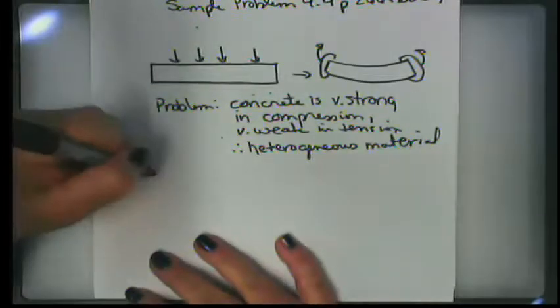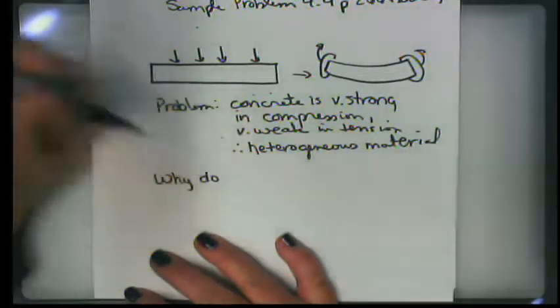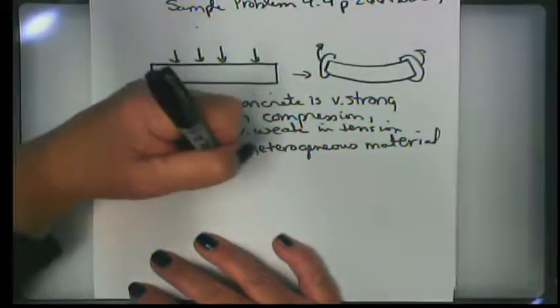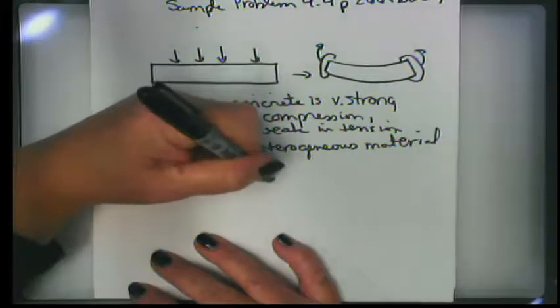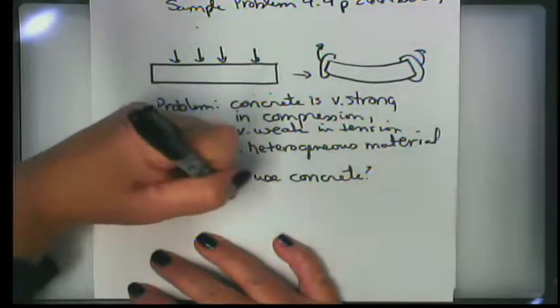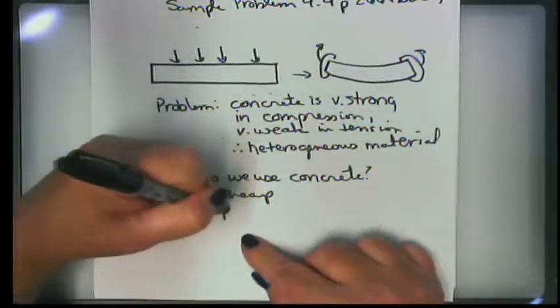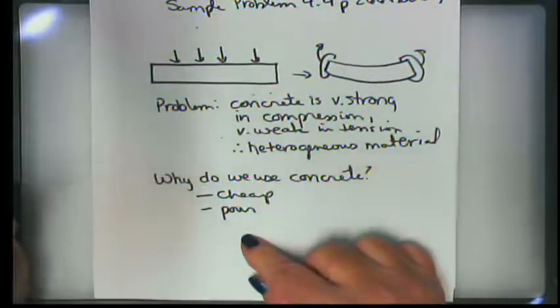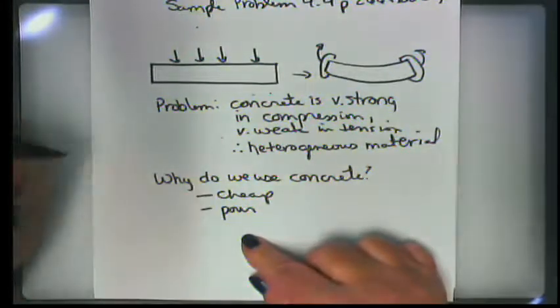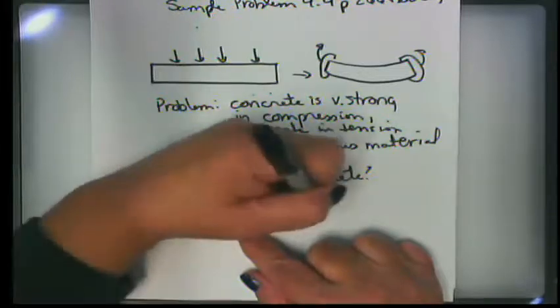And the heterogeneity of concrete is that it does not behave well in tension at all. So why do we use concrete? Why are we so committed to using concrete? Because it's cheap. Yes, it's cheap. And we can pour it into particular shapes. We can create a mold and pour the concrete into the mold so that we can have it take on the shape that we need.